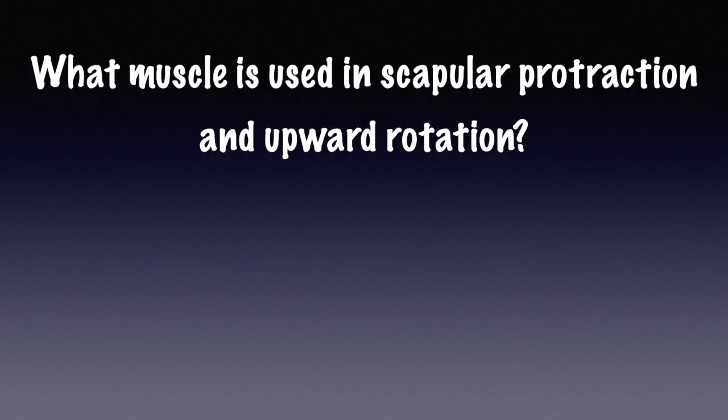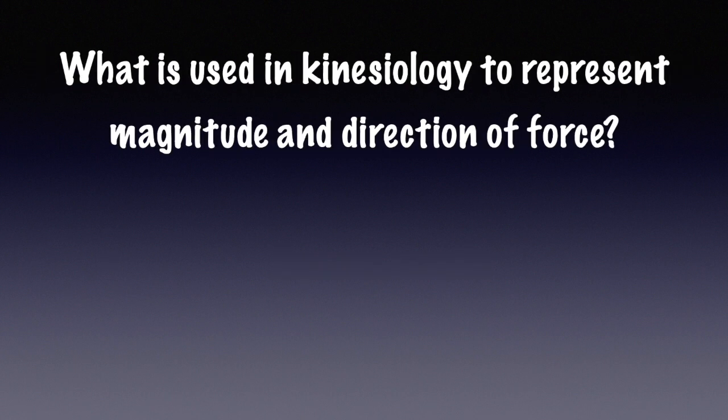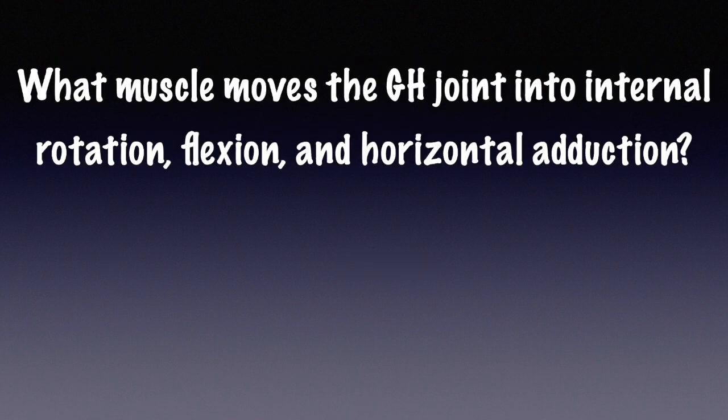What muscle is used in scapular protraction and upward rotation? Serratus anterior. What is used in kinesiology to represent magnitude and direction of force? Vectors. What muscle moves the GH joint into internal rotation, flexion, and horizontal adduction? Anterior deltoid.